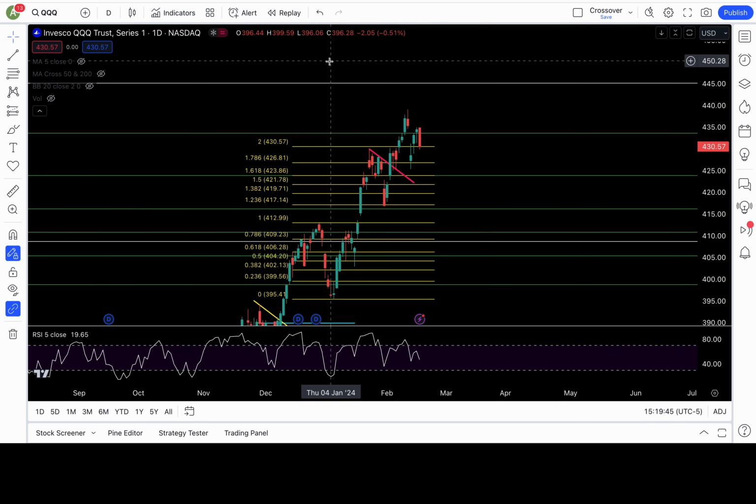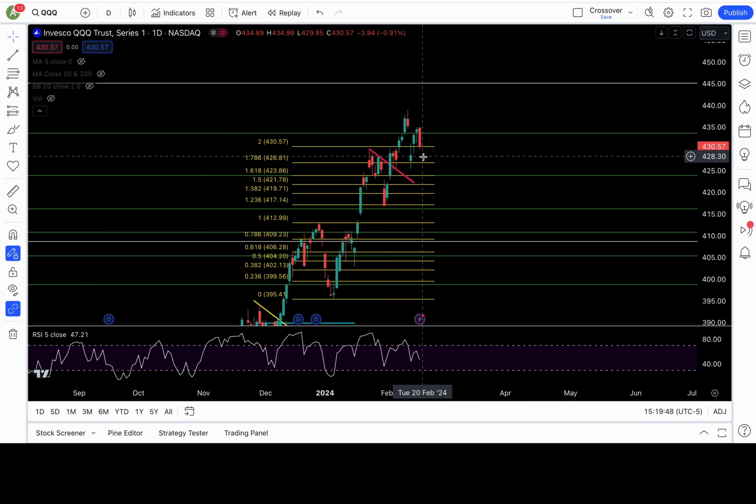What's next? Triple Q. Look at here. It filled the gap and then it pulled back. Some people took some profits.